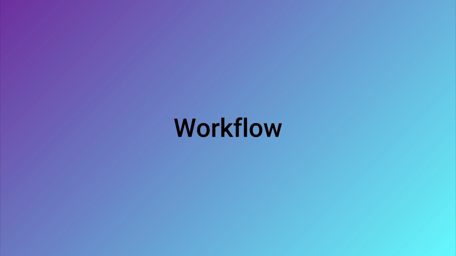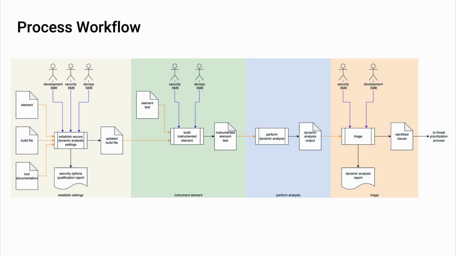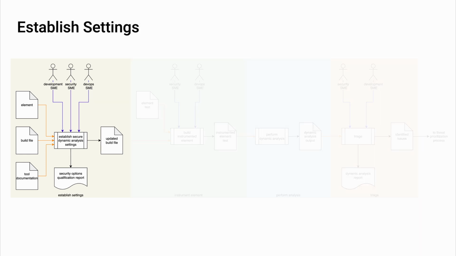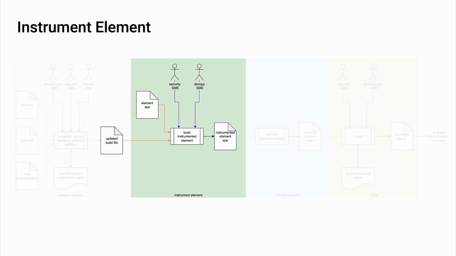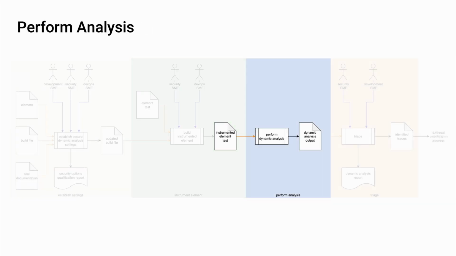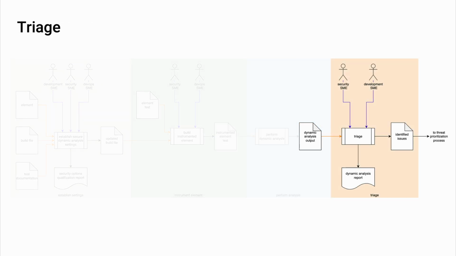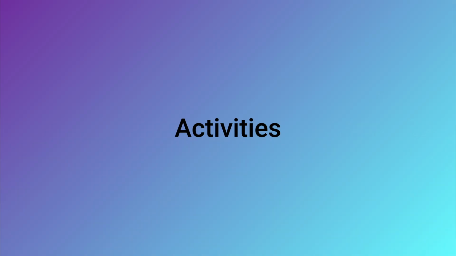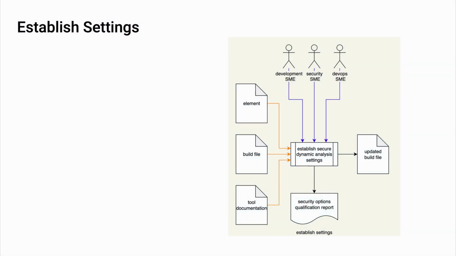With the background material out of the way, we'll now look at the workflow involved in the dynamic analysis process and then examine each of the activities it contains. The workflow for performing the dynamic analysis process is broken down into 4 discrete activities. These are establishing the cybersecurity relevant settings, instrumenting the element, performing the analysis, and finally, conducting a triage of the issues identified as a result of this analysis. Let's now turn our attention to each of these activities that go into the dynamic analysis process. Our first activity in the dynamic analysis process is that of establishing the settings we'll use.